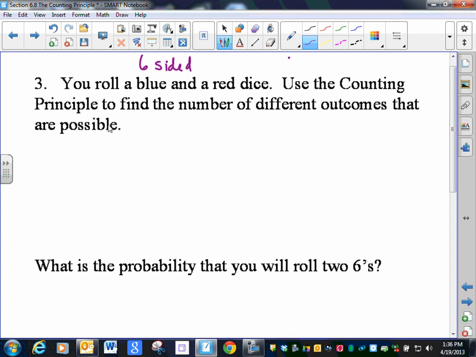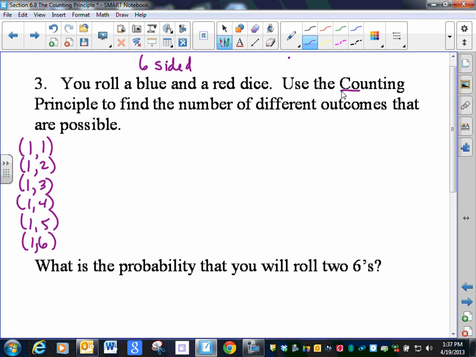Use the counting principle to find out the number of different outcomes that are possible. Now if I asked you to list these, you might say, okay, I can get a 1 on the first roll and a 1 on the second roll. I can get a 1 on the first roll, a 2 on the second roll, a 1, a 3, a 1, a 4, a 1, a 5, a 1, and a 6. This is just the first set of possibilities if you roll a 1. So we're going to have a pretty long list if we list them.